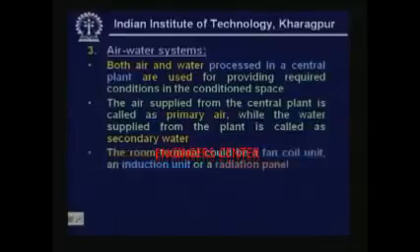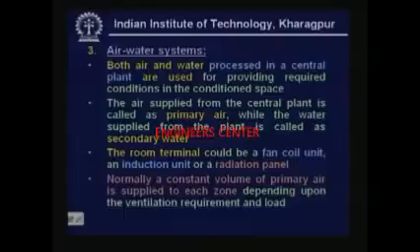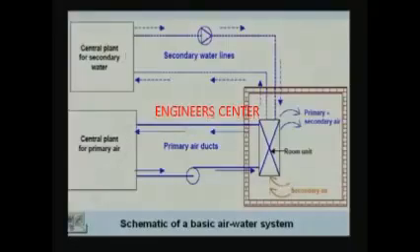The room terminal could be a fan coil unit, an induction unit or a radiation panel. Normally a constant volume of primary air is supplied to each zone depending upon the ventilation requirement and load. So these are typical characteristics of air water systems. So let me show a typical schematic of an air water system.